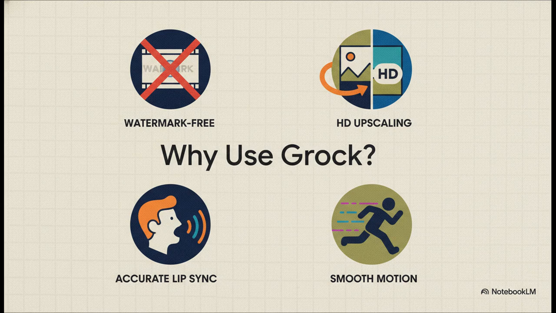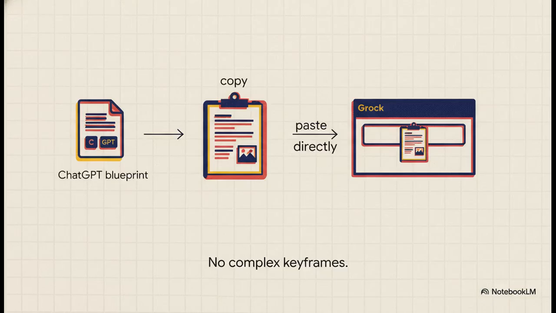First, it's 100% watermark-free, so your final video looks clean and professional. It also offers high-quality HD upscaling right inside the tool. But the killer feature has got to be its surprisingly accurate lip sync for dialogue. It just makes your characters' conversations feel so much more natural and believable. And the process here should feel pretty familiar by now. You upload your scene image, then you go back to your ChatGPT blueprint, you copy the image to video prompt for that scene, including the dialogue, and you just paste it directly into Grok. No complex keyframes, no messing with timelines, just another simple copy and paste.